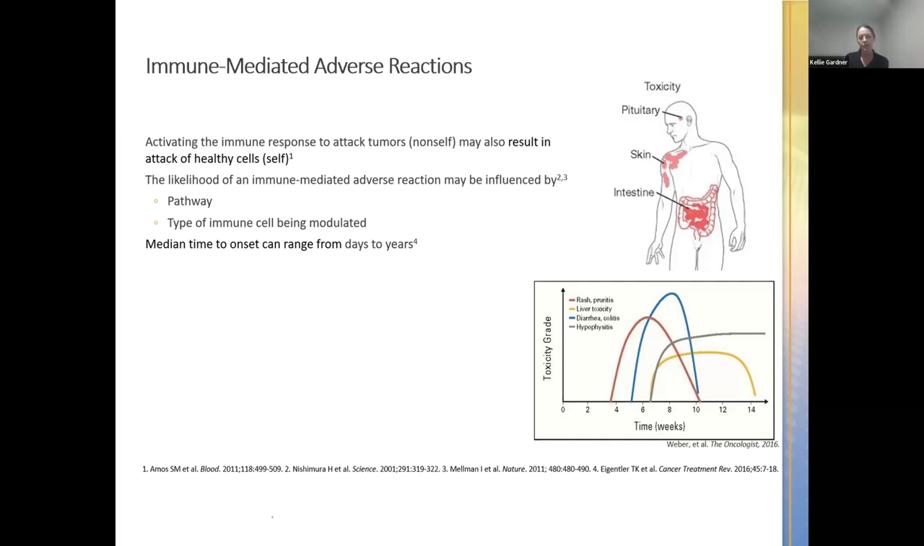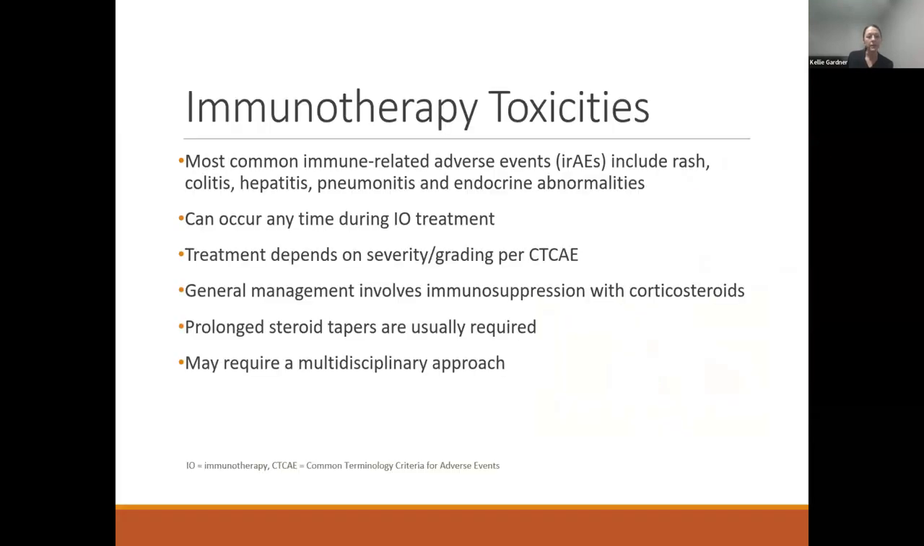This little graph you see on the bottom right, I think is from ipilimumab, but we do see most side effects in the first 12 weeks of treatment. But again, this can happen at any point. The most common immune-related adverse events, or IRAEs, as you'll see abbreviated in my slides, include rash, some fatigue, colitis, hepatitis, which is inflammation of the liver, not the usual viral hepatitis most people think of. This is an inflammatory response against the liver cells, pneumonitis, and endocrine abnormalities.